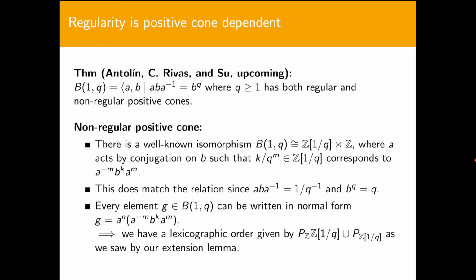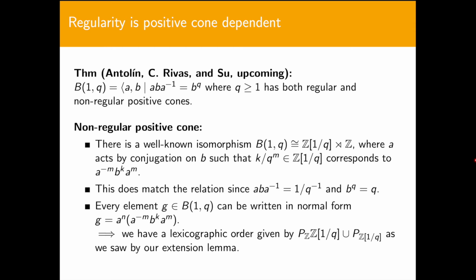Now let's talk about the result of regularity being positive cone dependent. So the theorem was that BS(1,q) with generators a, b and relation a b a inverse equals b^q, where q is greater or equal to 1, has both regular and non-regular positive cones. So let's start by looking at what a non-regular positive cone looks like.